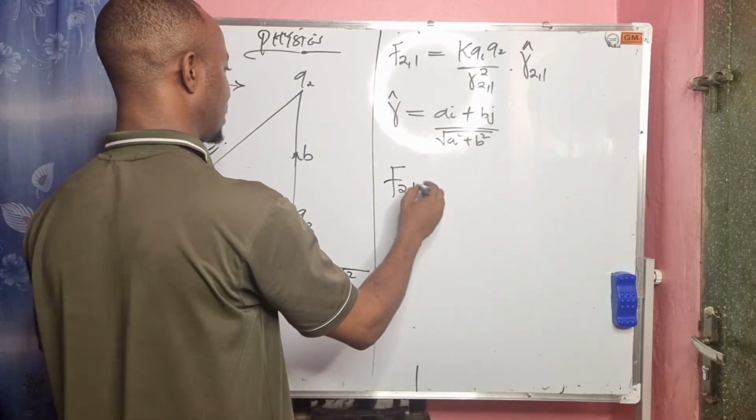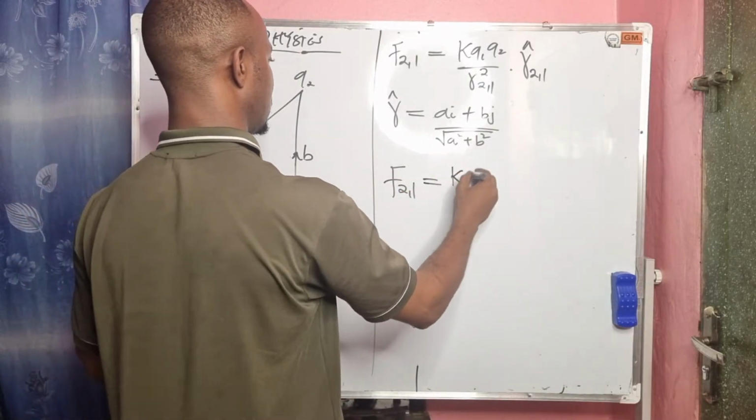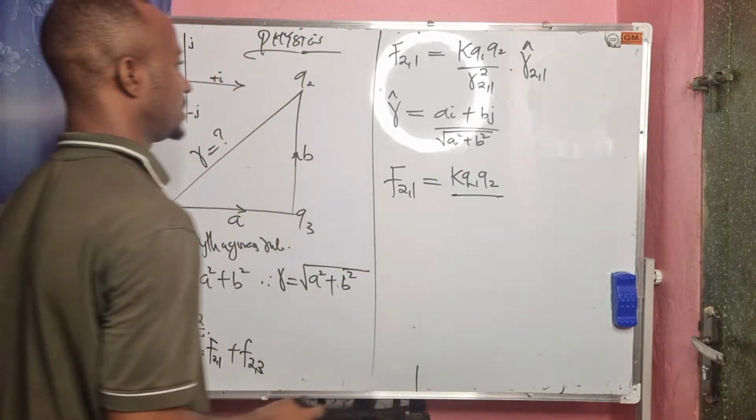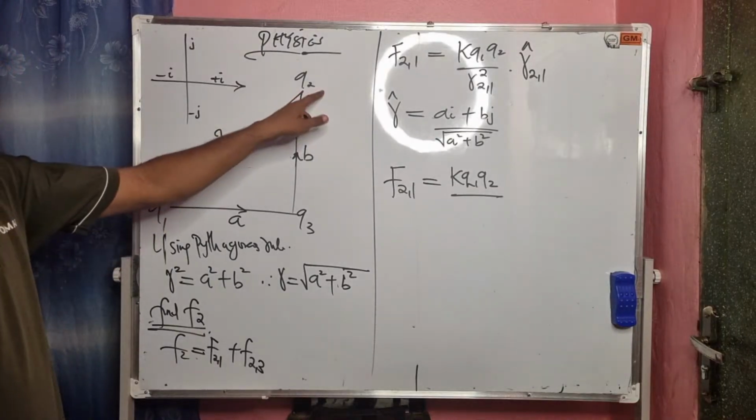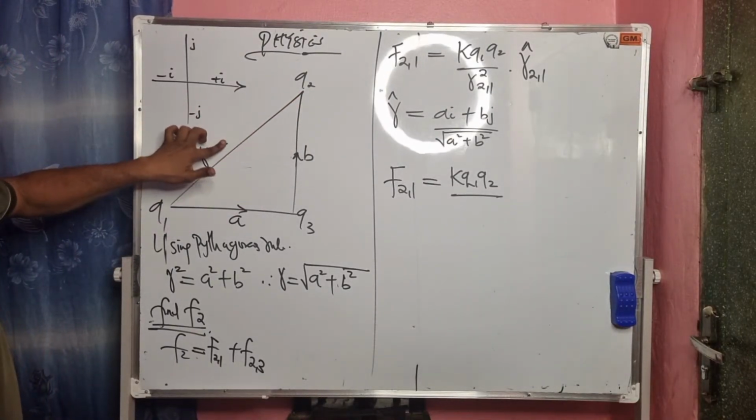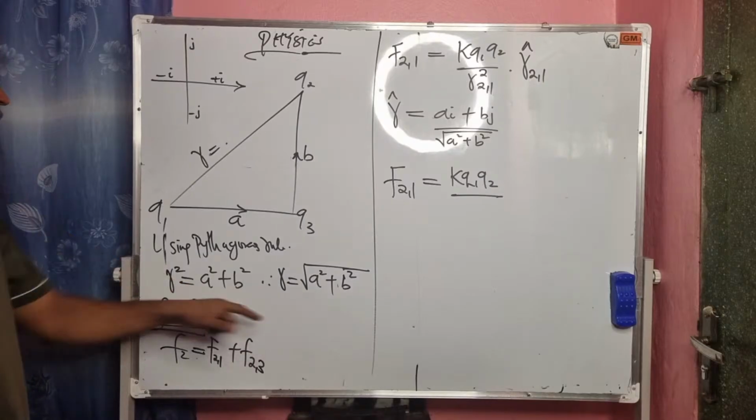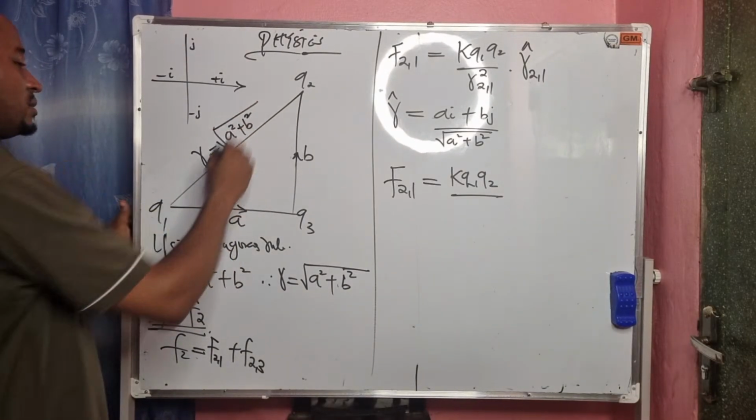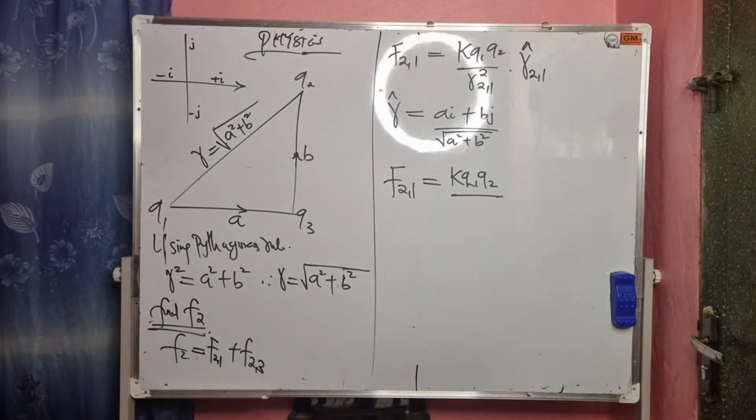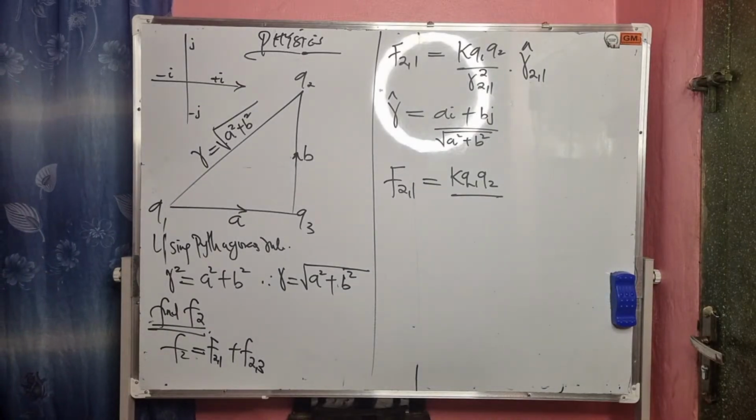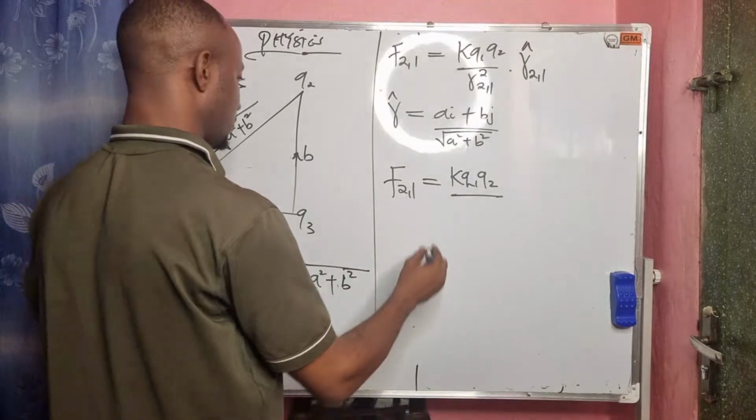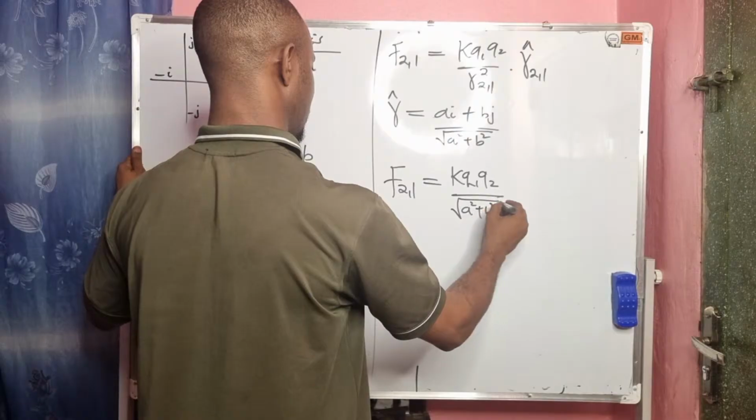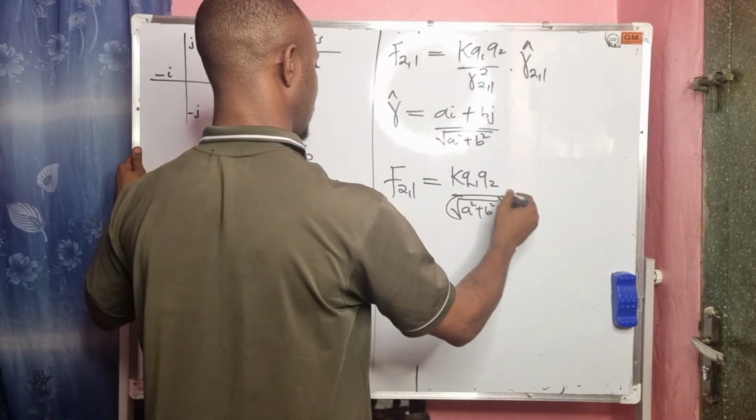So that means our F21 becomes what? KQ1, Q2 over the distance between charge 1 and charge 2 is this. And the value of R, we have defined R as what? The square root of A squared plus B squared, right? A squared plus B squared. And that will give us what? Root of A squared plus B squared, all squared.